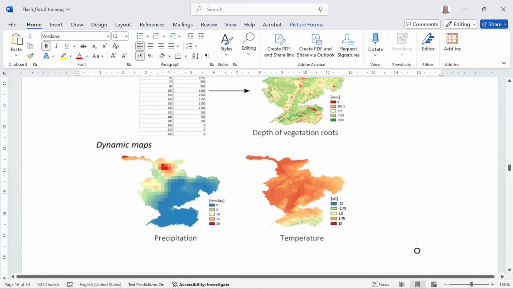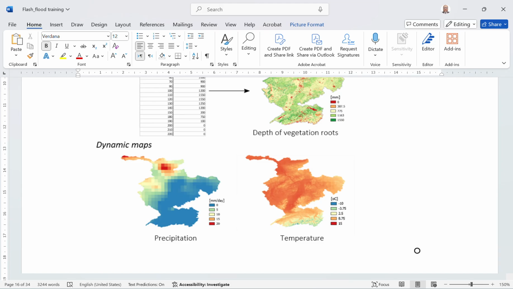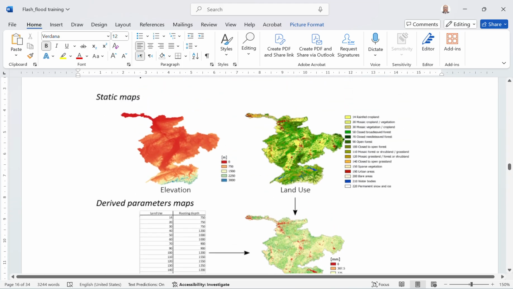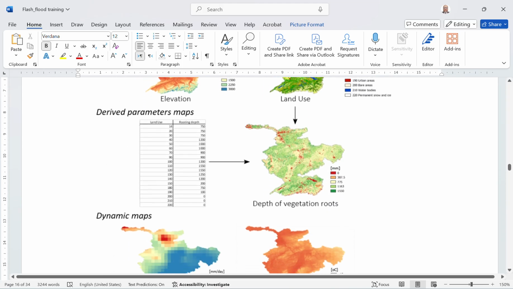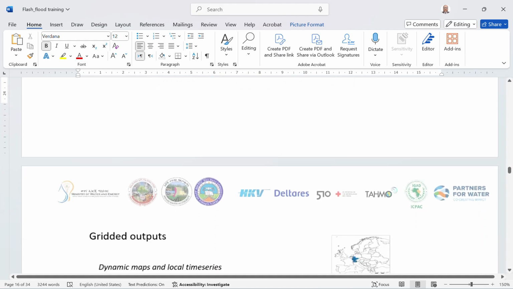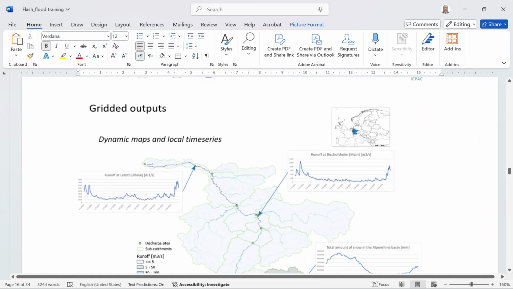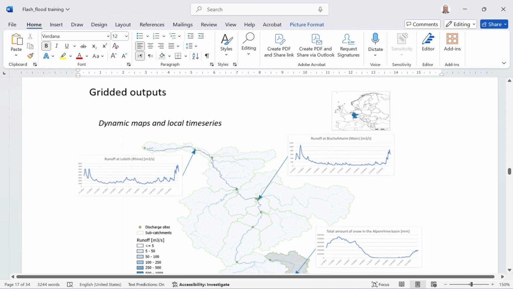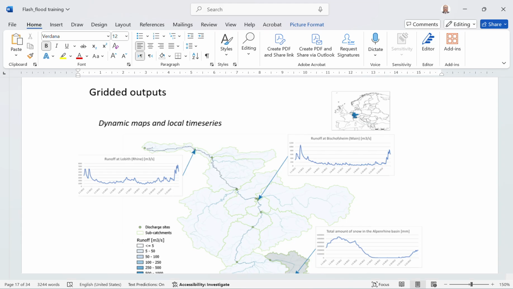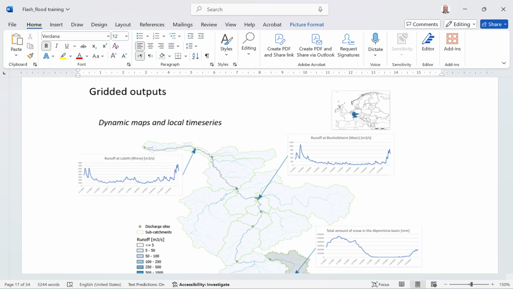We also have dynamic maps. These are the maps which are changing, and the example for these maps is the precipitation and temperature map. So we have three types: the static map, the derived map, and the dynamic maps as an input to our model. We also have gridded outputs, and here these are the dynamic maps and location time series.